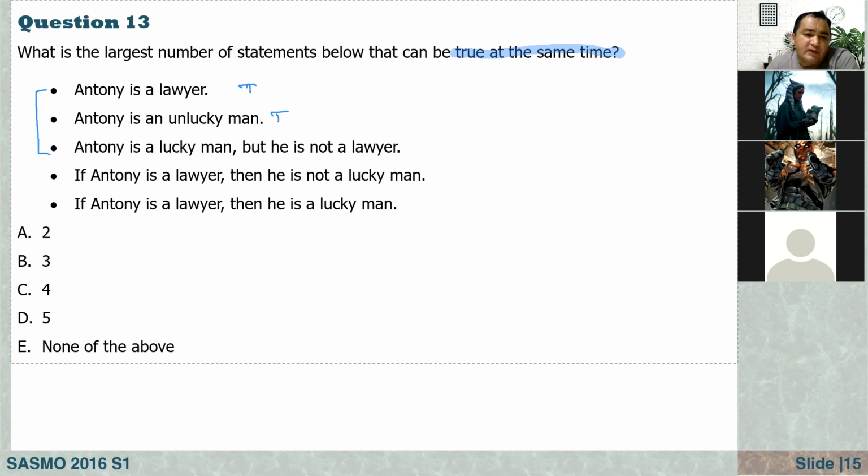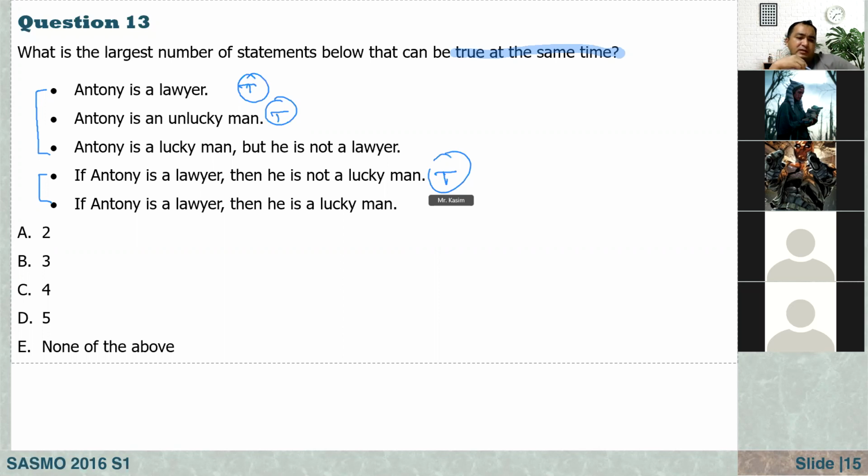And number four, if Anthony is a lawyer, that means we are talking about the first statement, then he is not a lucky man. And also it does not contradict the second statement. He is not a lucky man. We are not saying unlucky, but he's not a lucky man. So now this can also be true at the same time. But these two cannot be true at the same time, but one of them can be true here. So maximum how many? Here we have 1, 2, 3. So maximum 3 statements can be true at the same time. So the answer is 3.